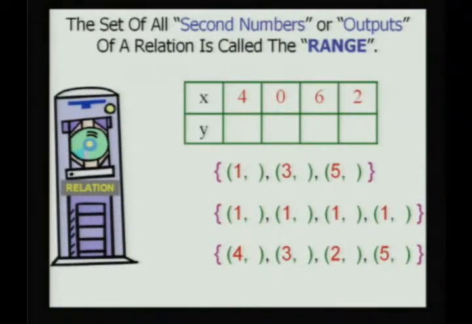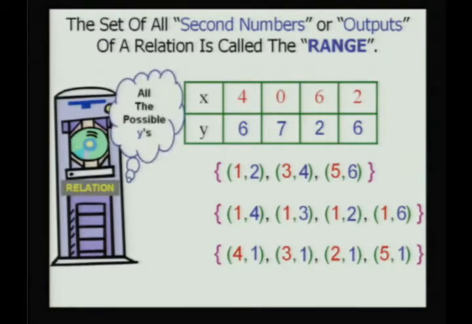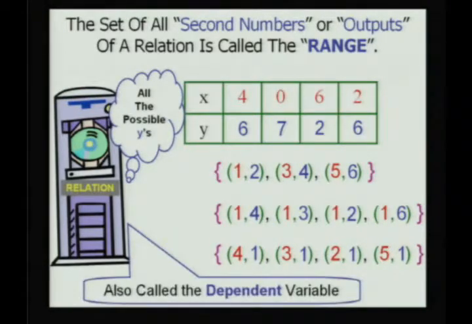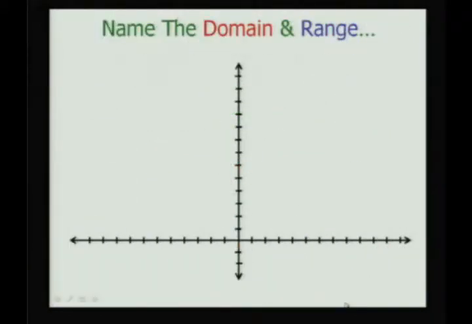We remember that the first group was the domain. So all the second numbers is the range. Well, the first one were the x's. The range is all the y's. And the y's depend on the function. You get to pick the x's, but the y's, their value depends on what the function does with them. So that's also sometimes called a dependent variable. Okay? And in fact, let's do a picture here where we might ask you to name the domain and range.